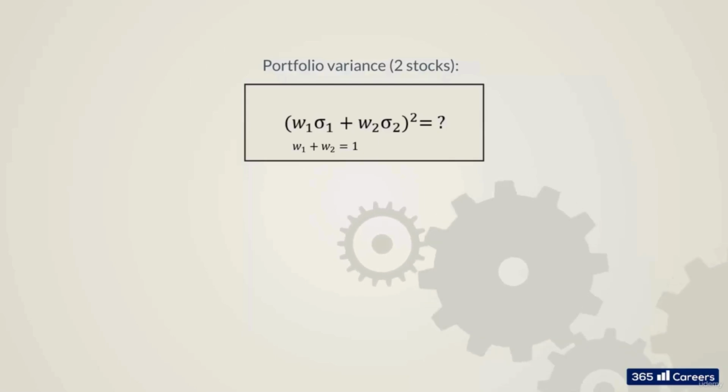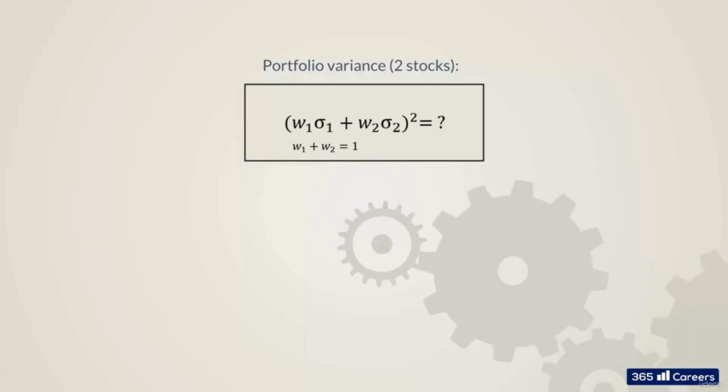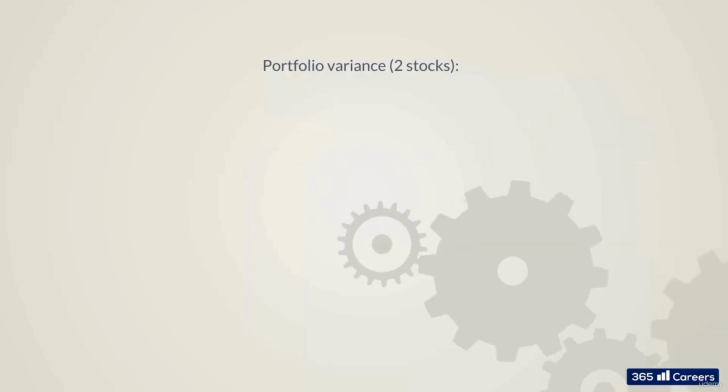The first stock has a weight of W1, which stands for weight 1, and the second stock has a weight of W2, which stands for weight 2. It is important to mention the sum of the weights is always equal to 1, because the weights must add up to 1, as these are the two stocks forming the entire portfolio. 100% of it, or simply 1.